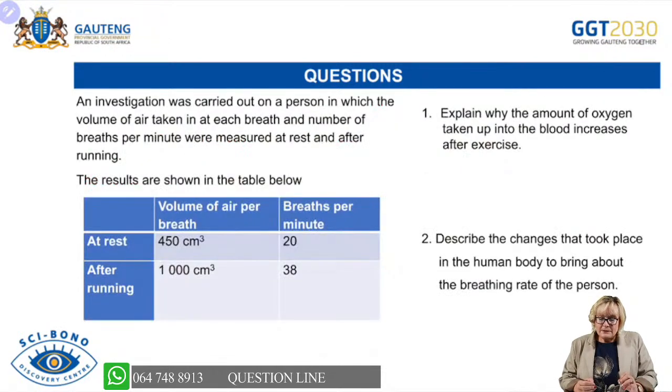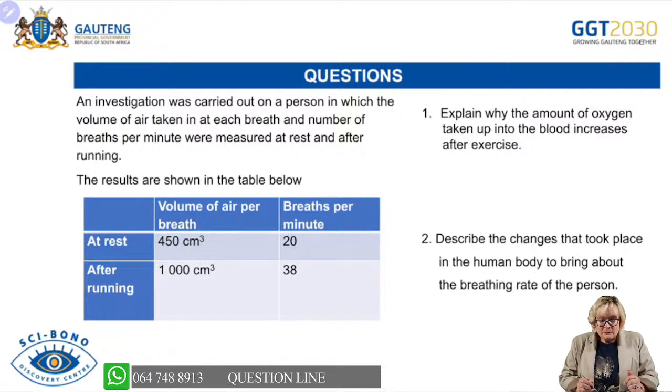We can maybe look at this question. An investigation was carried out on a person in which the volume of air taken in at each breath and number of breaths per minute were measured at rest and after running. The results are shown in the table below. Before going to the questions, you first have to study the table. So what do we have in the table?